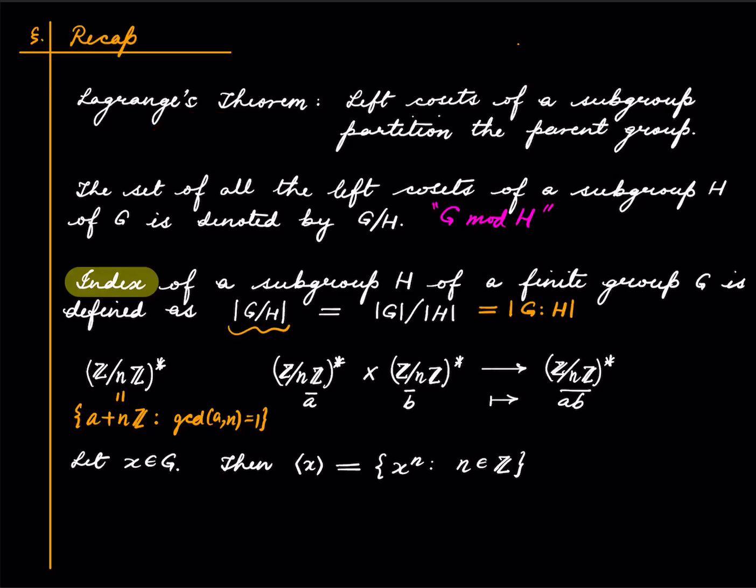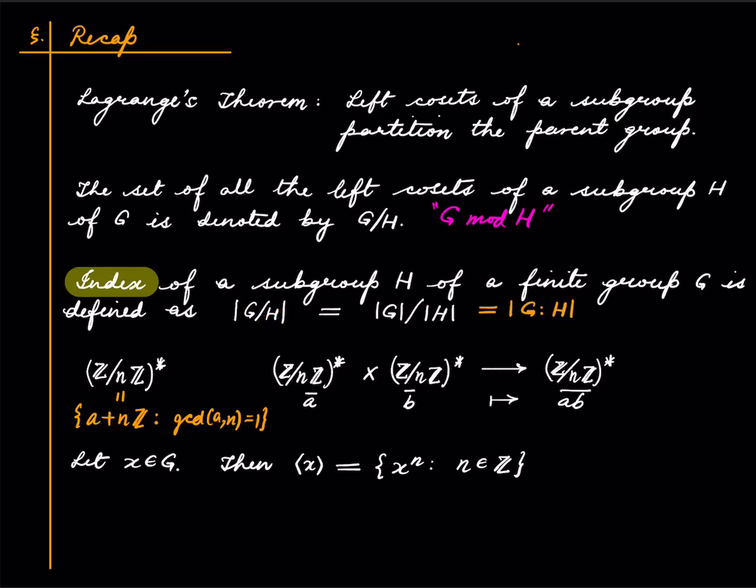The set of all the left cosets of a subgroup H of a group G is denoted by this symbol, and it is read as G mod H. The index of a subgroup H is defined as the cardinality of the set of all the left cosets of H in G. In case G is finite, this is equal to that, and it is also written that way. We did not mention this explicitly, neither this fact nor this notation, but this is a simple consequence of Lagrange's theorem. Of course, provided G is finite, otherwise this makes no sense. So just make a note of this.